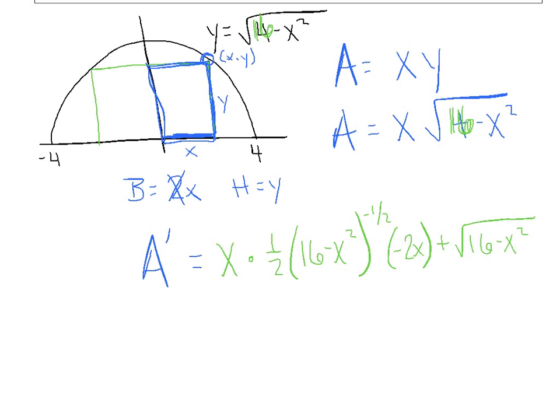Oops. First of all, a little typo I caught as I was starting to do that derivative. The radius was 4, so I should have a 16 minus x squared in that radical.